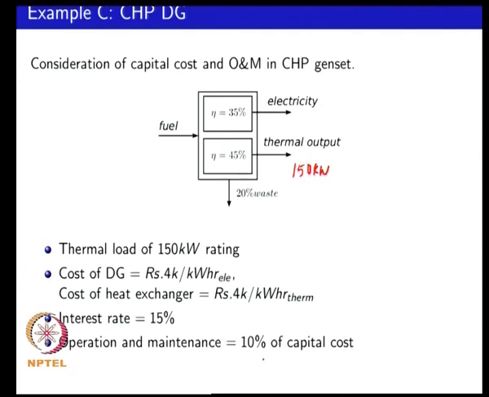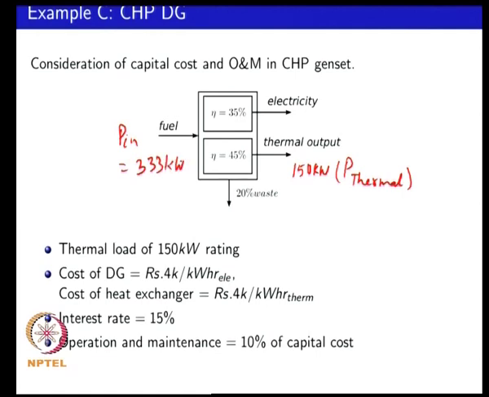In this example, we can calculate what would be the energy required at the input, because we know the fuel to thermal output efficiency is 45%. So, we can then calculate what your P input is, because P thermal is given. Your P input is P thermal divided by 0.45. That works out to be 333 kilowatt.